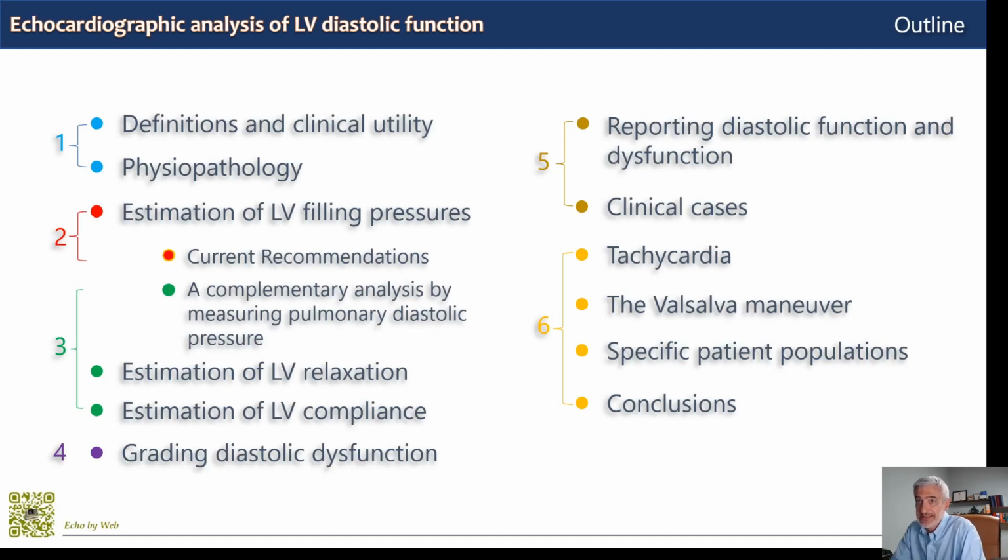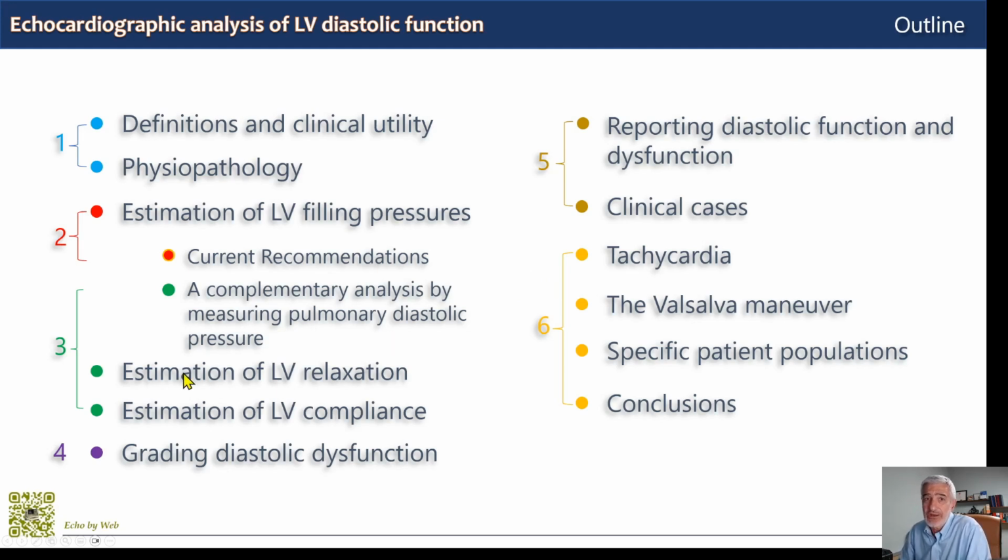So this, in summary, is what we have talked about in these 6 videos. The first video was about the definitions of diastology and its clinical utility, and then physiopathology, the minimum basic physiopathology that you need to know to perform diastology. The second video, we looked at how to estimate filling pressures, and we looked at the current algorithm, the current recommendations 2016 and 2025. In the third video, we looked at the utility of measuring pulmonary diastolic pressure as a parallel way with the standard algorithm.